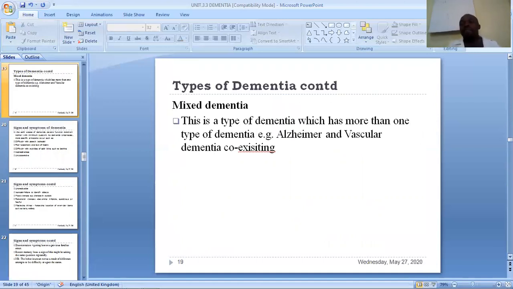We also have mixed dementia. This is a type of dementia which has more than one type of dementia in it. For example, someone may have Alzheimer's and vascular dementia coexisting at the same time. Because you find two or more types of dementia in one patient, this type of dementia will be referred to as mixed dementia.